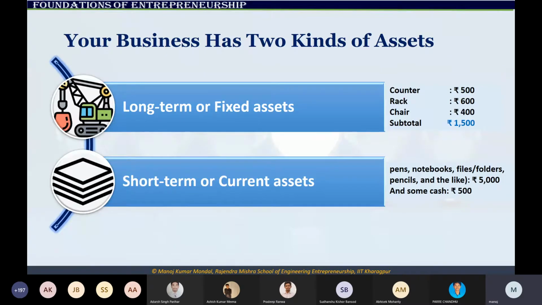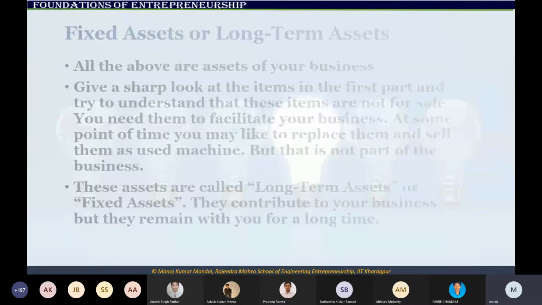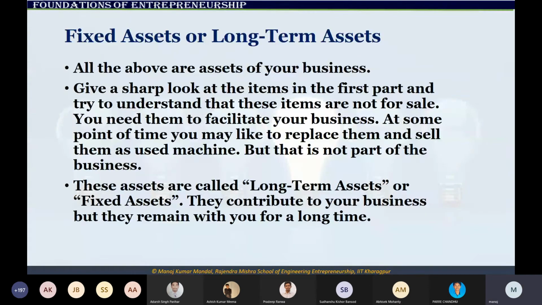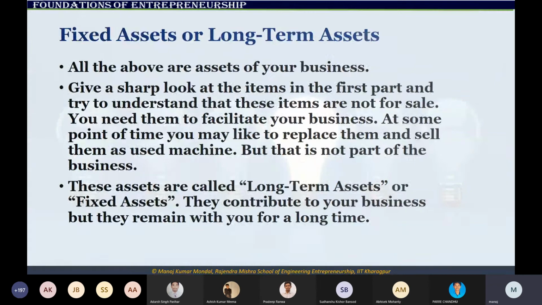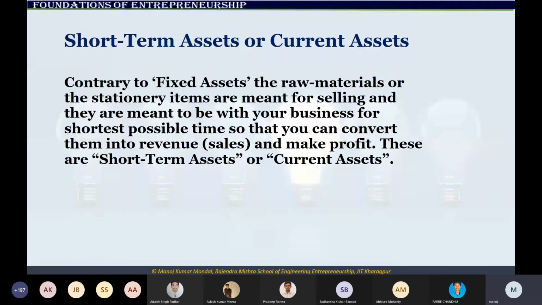Long-term fixed asset and short-term, that is current asset. We have already discussed this. I don't want to waste more time. Fixed assets are assets which remain with the company for more than 1 year. More precisely, fixed assets are those assets that facilitate your business, but you don't sell them as your main activity of the business. Suppose you have a Xerox machine. You don't sell the Xerox machine, but the Xerox machine may be facilitating your business. So that is a fixed asset.